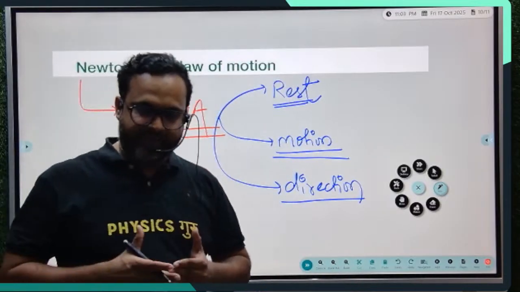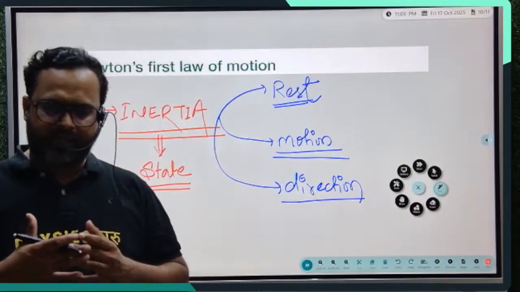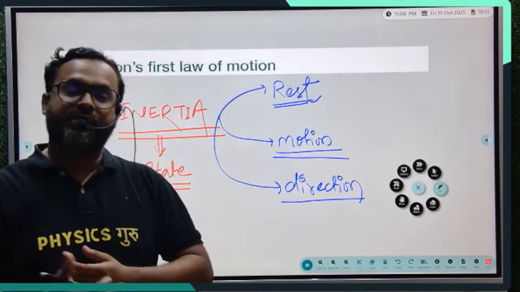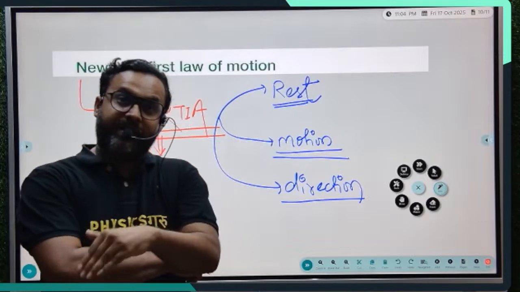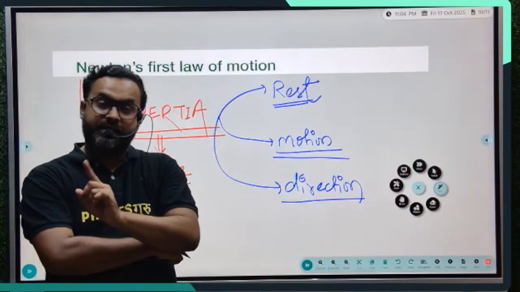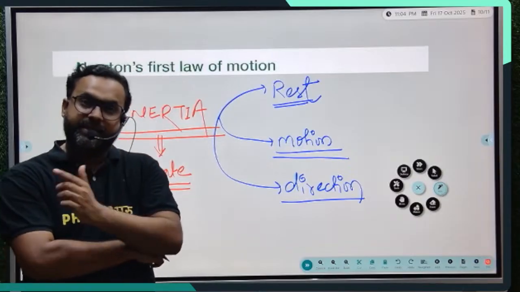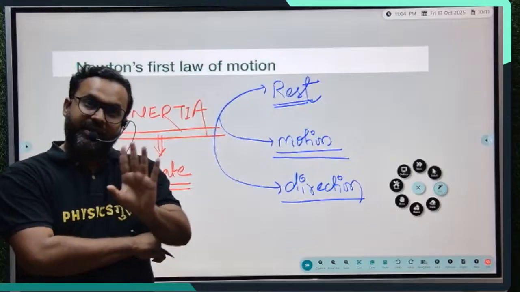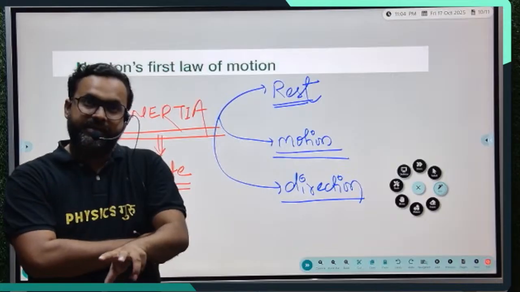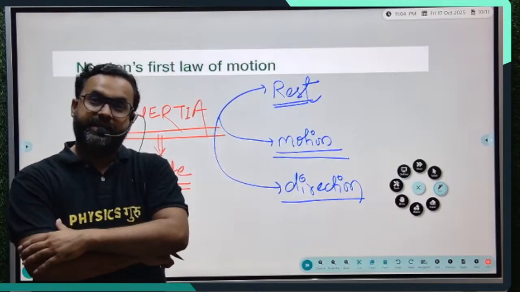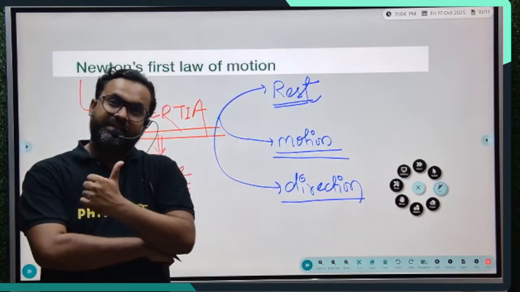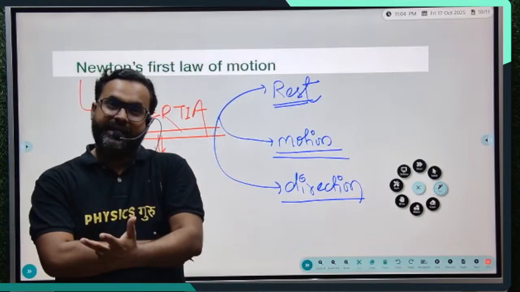If an object is at rest, it will remain at rest unless and until we apply some force to move the object. That is called inertia of rest. Inertia of motion: if an object is in motion, it will remain in motion unless and until you apply some force to stop the body. Inertia of direction: a body moving in a fixed direction will not change its direction by itself unless you change the direction of the object. So there are three types of inertia. Clear?